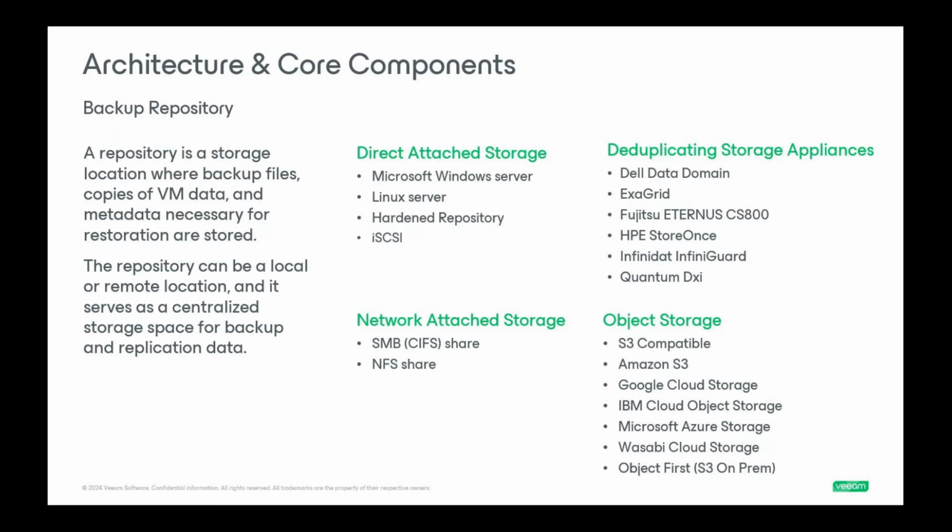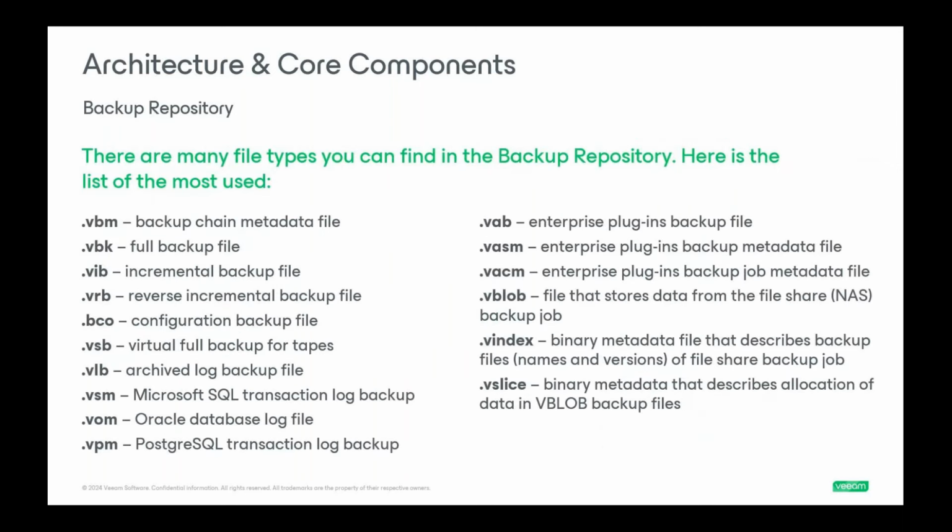And then immutability will be supported for Amazon, Azure, most of them. Google Cloud is one exception. IBM Cloud is one as well, from those lists. So these are the Veeam proprietary file types.